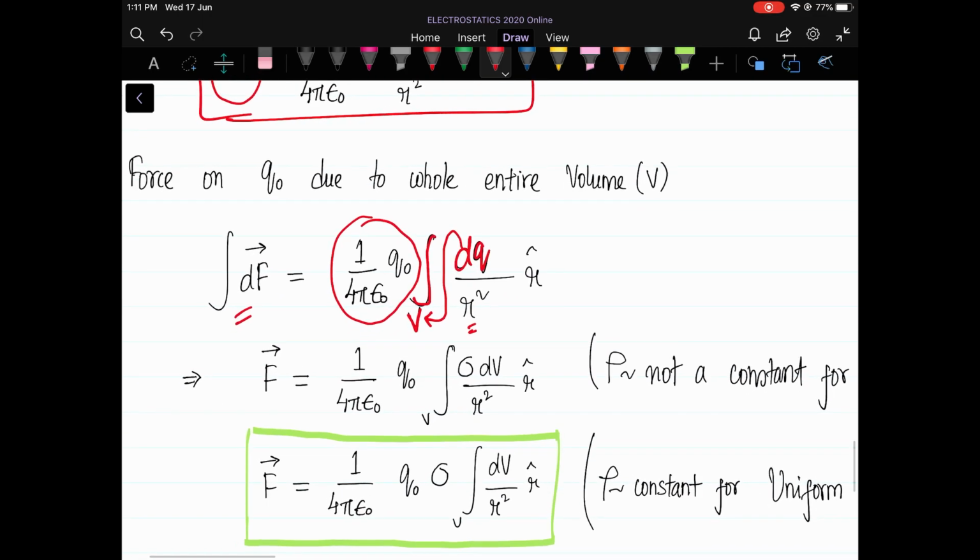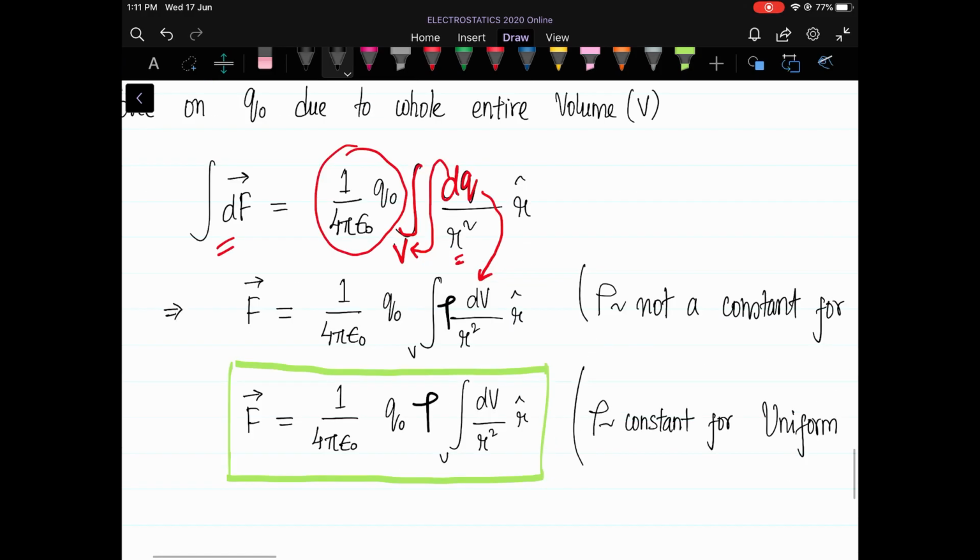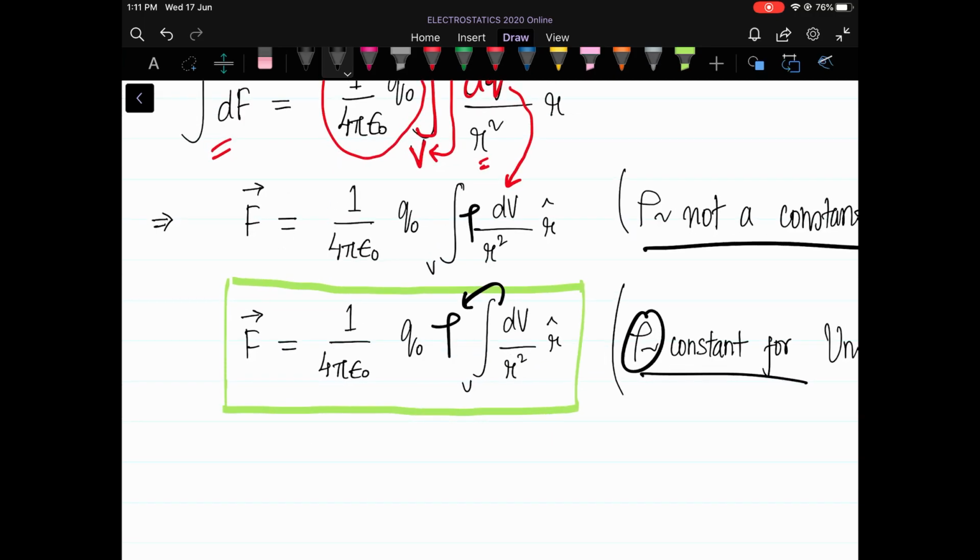Again, I can tell you dq can be replaced by sigma into, not sigma this time, you make a change, it's not sigma, it is rho. So I've written a rho here and I must write a rho here. And of course, if it is a uniform distribution, your rho is going to be constant, so it is out of your integration. So you can see again here, if the rho is very large, which represents a very big density or high density of charges, then the force obviously acted upon that small charge q naught should be very high.